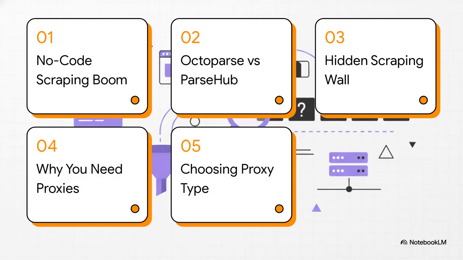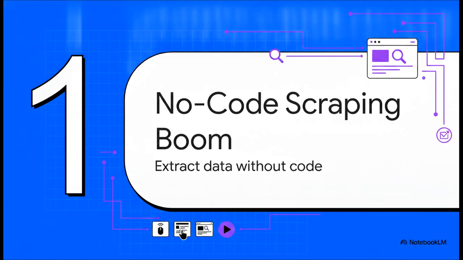We are going to walk through 5 critical stages of our level-up journey today. The no-code scraping boom, Octoparse versus ParseHub, the hidden scraping wall everyone eventually hits, why proxies are your secret weapon, and finally, exactly how to choose your proxy type. So, starting things off with Section 1, the no-code scraping boom, extracting data without code.